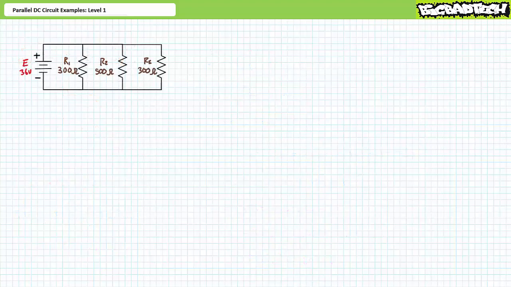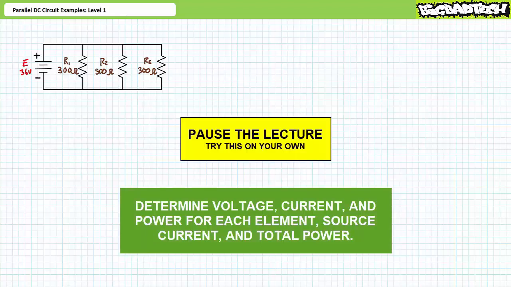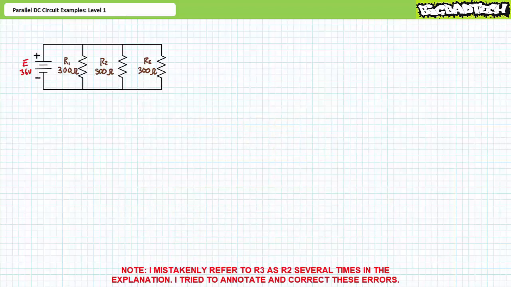Our next illustrated example features a 36-volt source in parallel with R1, a 300 ohm resistor, R2, a 500 ohm resistor, and R3, also a 300 ohm resistor. We're again being asked to solve for the voltage drop across each element, the current through each element, the power dissipated by each element, the source current, and the total power. By all means, pause the lecture and try this on your own. If you're tracking, you should have obtained the following results. Again, for the sake of variety, let's just go about this analysis slightly differently.